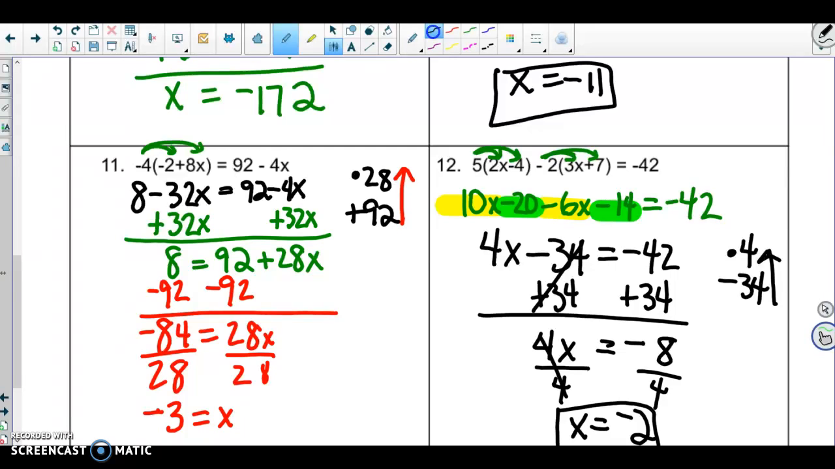Okay, if you're still not understanding or struggling, you need to come in and ask questions so that I can help you better understand. But making the list is going to be huge. Keeping track of your signs, especially when you distribute, is going to be huge.